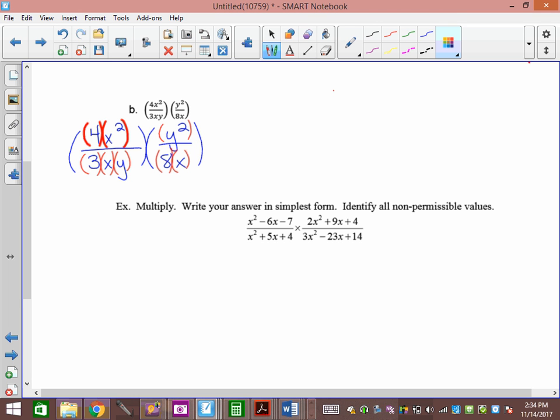In the denominator, we have a 3. Can the 3 ever give me a restriction? No, it doesn't have a variable. Will the 8 give me a restriction? No. X, what can't x equal? 0. What can y not equal? And this x can't equal? Do I have to state it twice, though? Once I've stated the restriction once, I'm good. So my NPVs are going to be x can't equal 0, y can't equal 0. If you wanted to, you could write it as x, y can't equal 0.